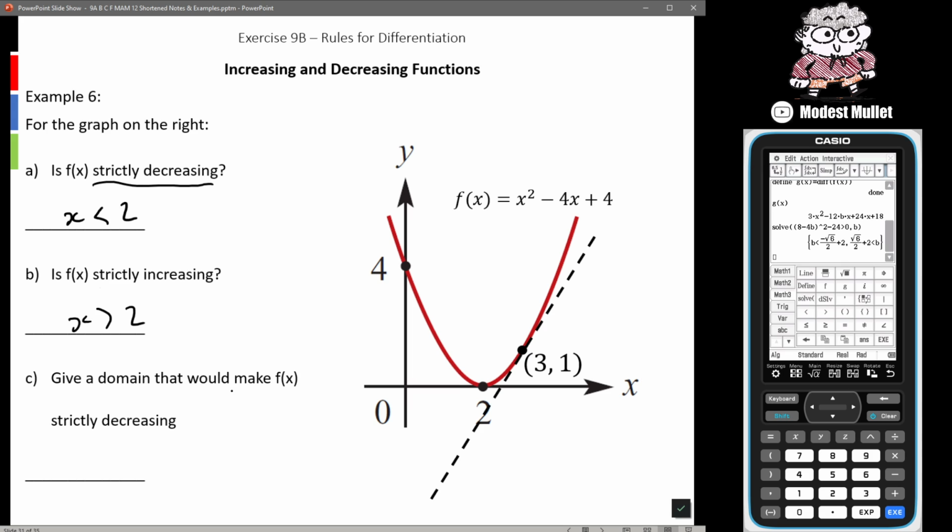And give a domain that would make f of x strictly decreasing. Well, we've got it there. x needs to be where x is less than 2. And that would now make f of x strictly decreasing.